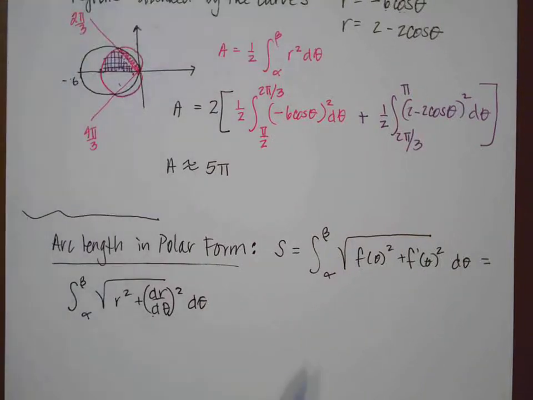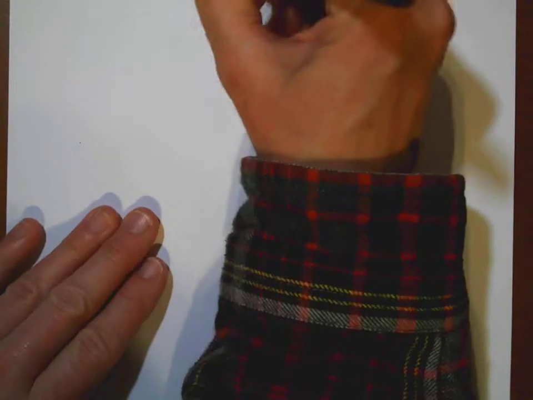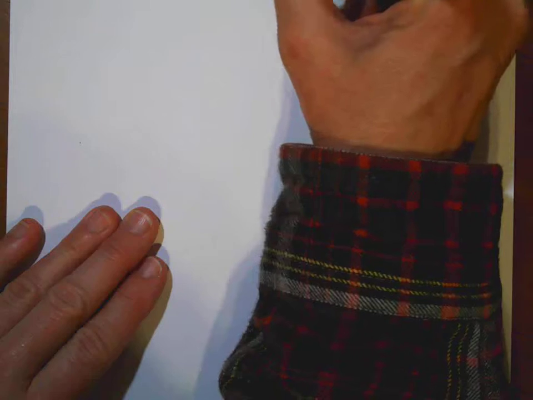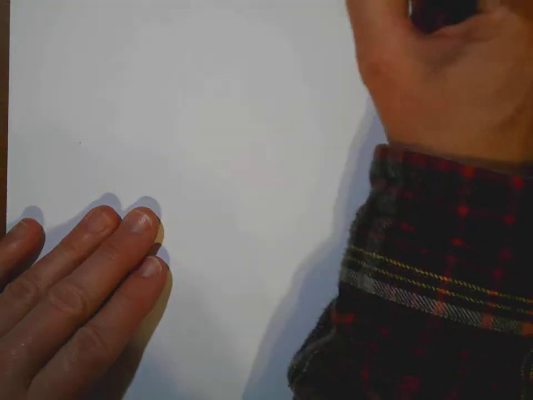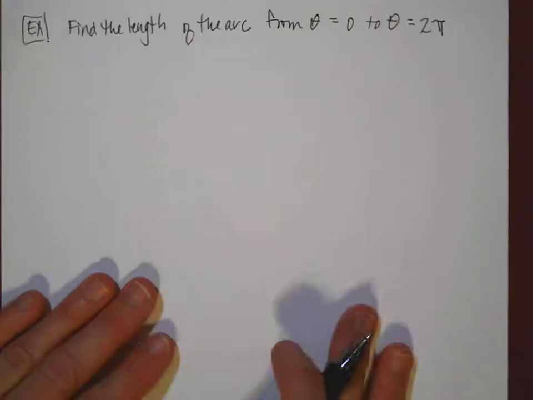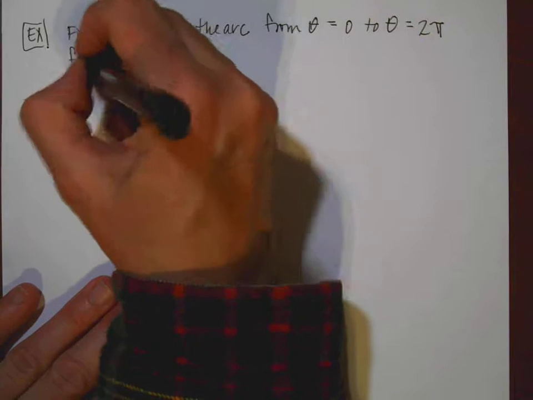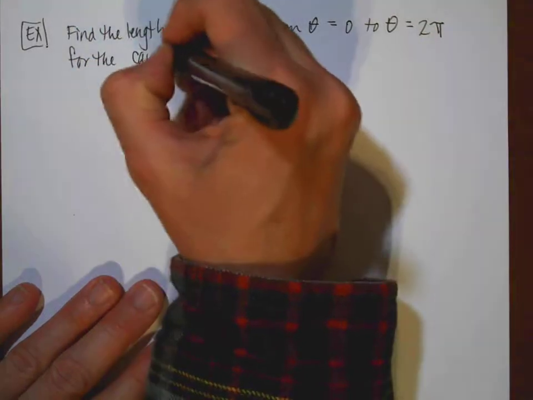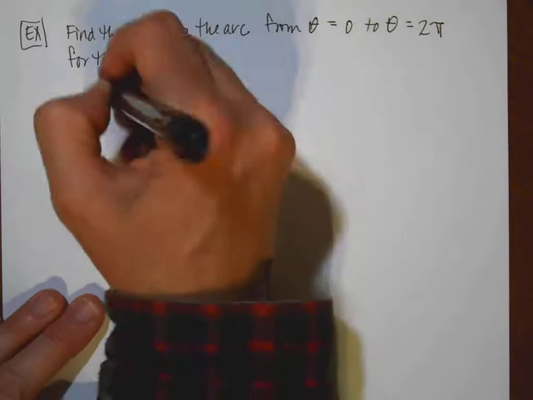And I'm going to show you a little bit of the trig identity work on this one to a point, and then I will bail, because it is good to practice using our identities just a little bit. So we'll get a new sheet of paper because we've got a lot of trig to do. The last example says, find the length of the arc from theta equals 0 to theta equals 2 pi. So we're going to do one complete revolution for the cardioid.